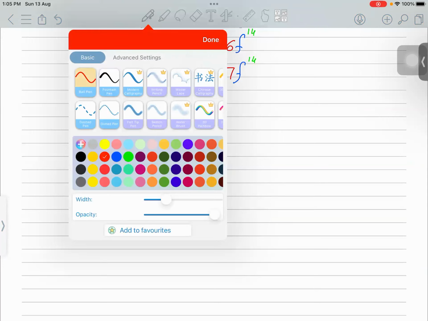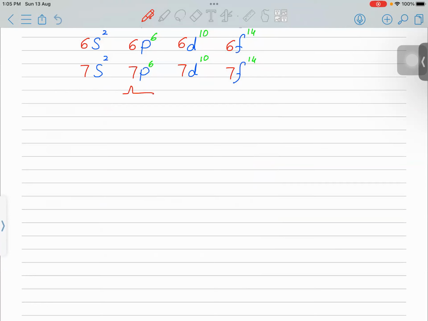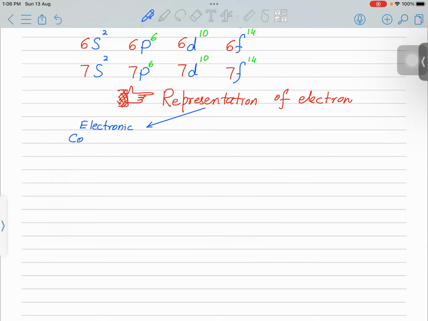Now, the next topic is representation of electrons. You have 3 methods to represent electrons. The first method is electronic configuration, which you have studied in O level. Here we will discuss a more advanced form of electronic configuration. The second one is the electron dot diagram.